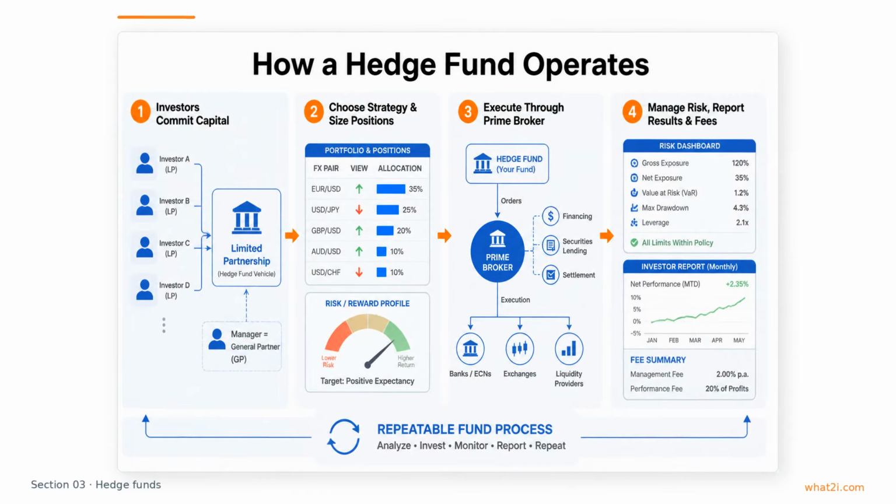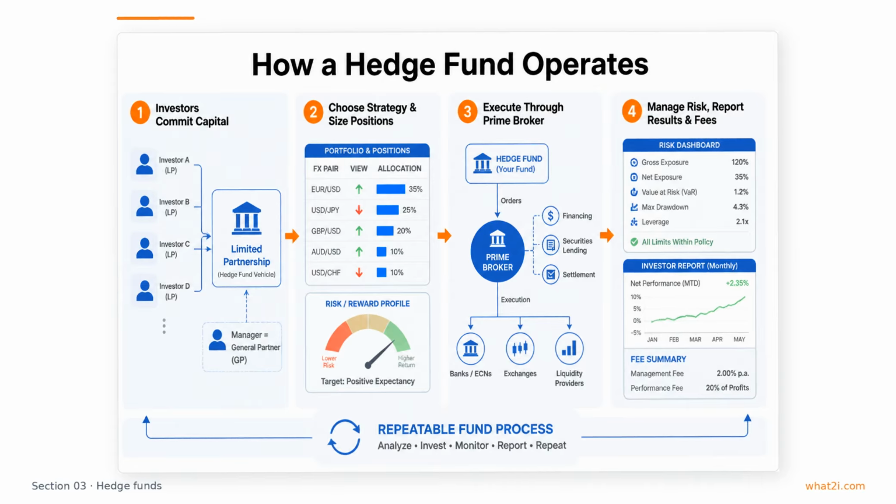A hedge fund usually follows a repeatable operating process even if its trading style is highly flexible. It first raises capital from investors, often through a partnership structure in which the manager runs the fund on the investor's behalf. The manager then selects a strategy, sizes positions, and decides how much risk to take. Trades are often executed through a prime broker, which may provide financing, securities lending, and settlement support. Along the way, the fund monitors exposures, manages risk, and tracks performance. Investors then receive reporting on returns and fees. So while the trading may look fast and opportunistic from the outside, the business itself runs on a structured institutional process.